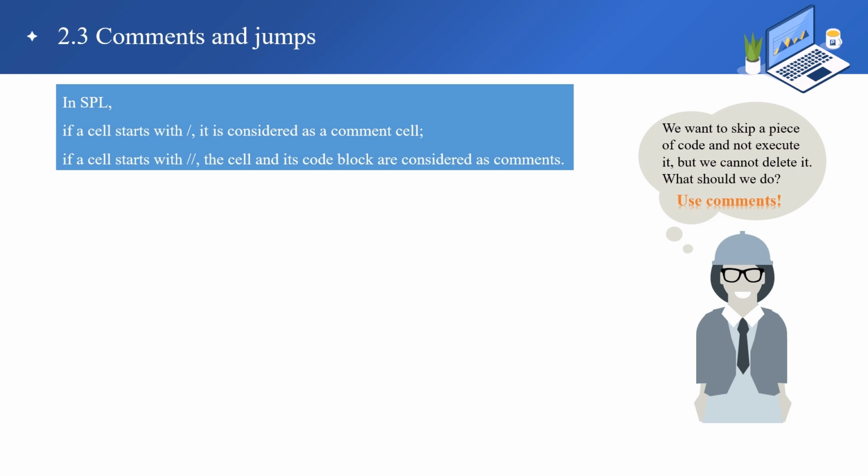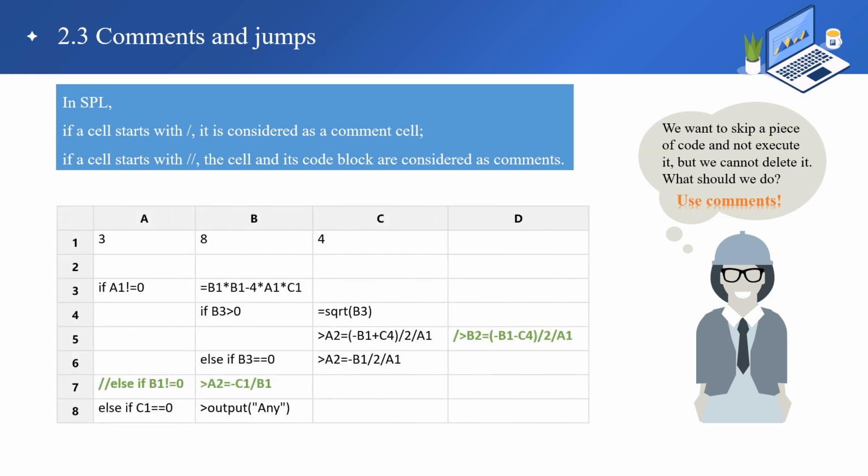You can try to add a slash or double slash to some cells to see what changes will occur in the code display. In this code, A7 to D7 and D5 will be ignored and skipped, that is, the second solution will not be calculated, and the case that B1 is not 0 will not be handled. It's very convenient to use comments to control debugging. You can change this code into comments when you don't need to execute it, and change it back when you need to execute it again. The main body of the code doesn't need to be deleted.